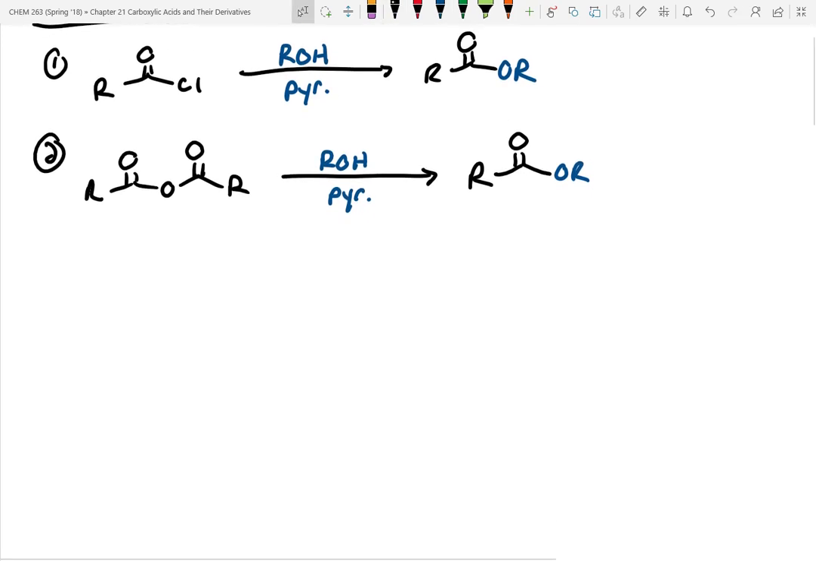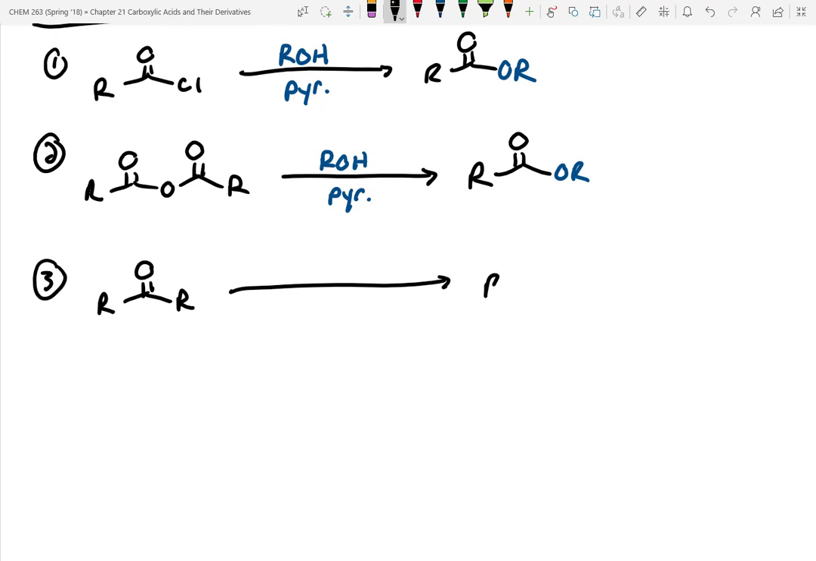All right, now we've got to do some review going back. Now we're going to try going from a ketone to an ester. Does anybody remember how we accomplished that? Yep, our peroxy acid, RCO3H. This was a Baeyer-Villiger oxidation where we inserted an oxygen in between the carbonyl-carbon bond.